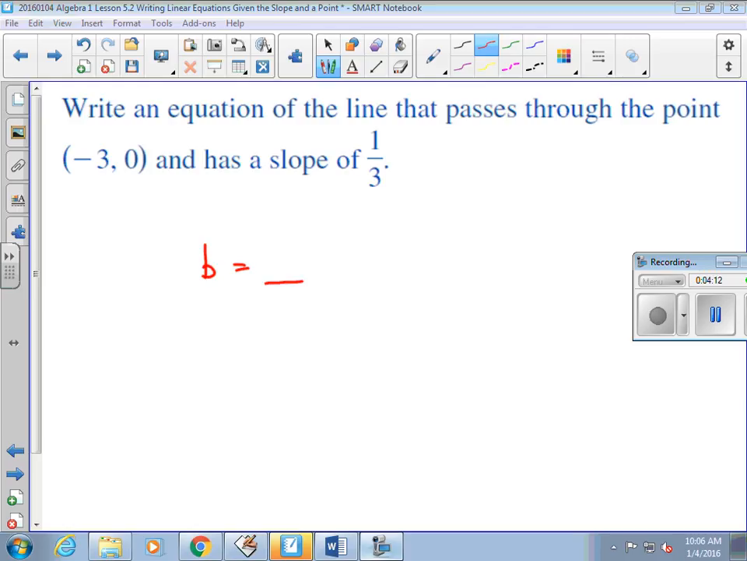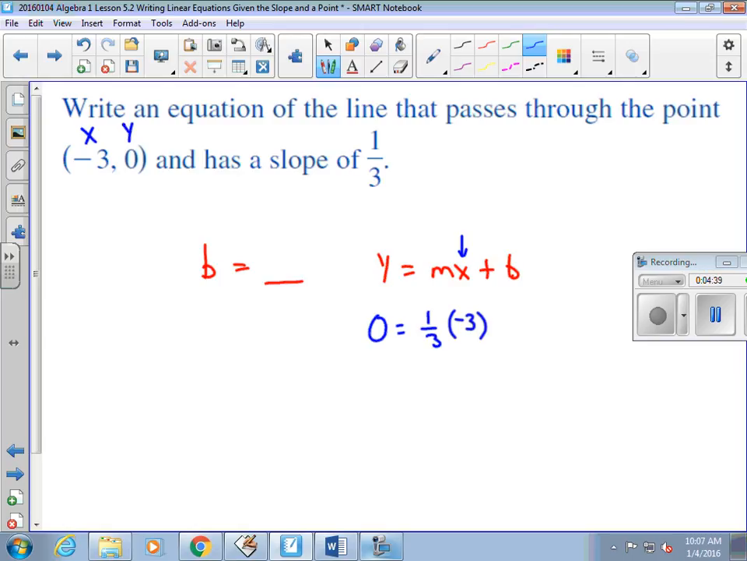Okay, again, there's two parts of this that make it a little tricky. Y equals mx plus b, slope-intercept form. This is x, this is y. So in place of x, we're going to plug in -3. In place of y, we're going to sub in 0. In place of m, we're going to sub in 1/3. You have plus b still.